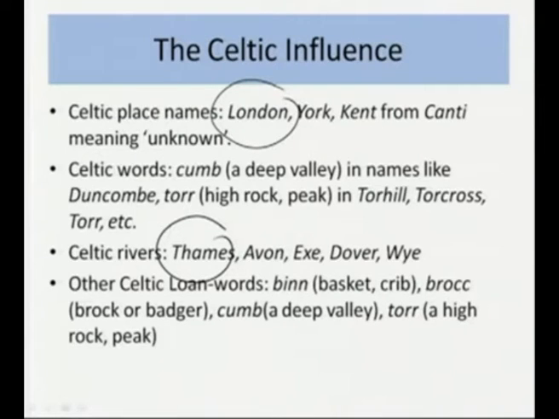Okay, London and Thames are from Celtic, and there are other Celtic loan words, for instance, bin, basket or crib, brock or badger, combe, a deep valley, and tor, which we have already talked about. So this whole issue about the purity of a language, or that a language is Anglo-Saxon at the time and comes only from the influence of the language of the Anglo-Saxons and Jutes, is really a misconception.